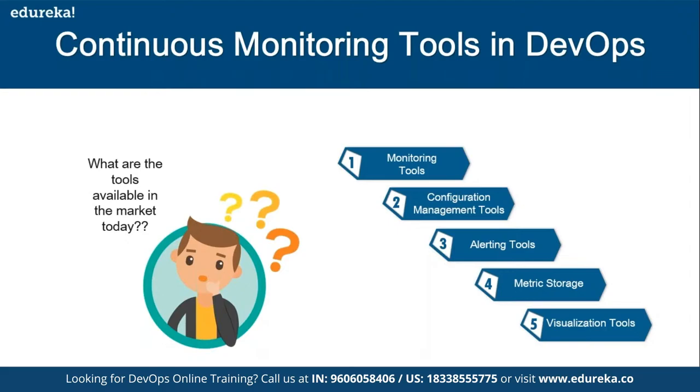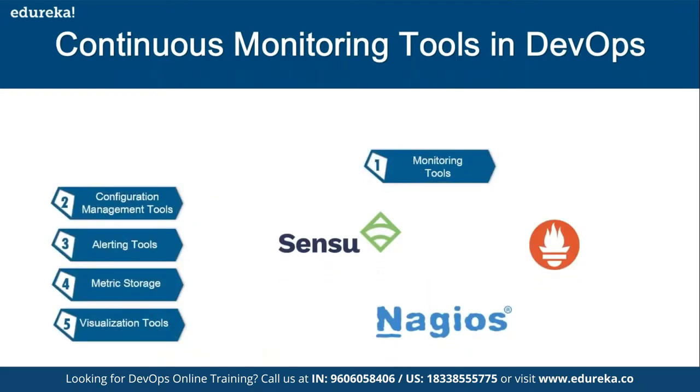The first one is monitoring tools. It should come as no surprise that we're starting a discussion of DevOps tools with a focus on monitoring tools, right? So a good monitoring platform lets you monitor infrastructure and application performance, whether on-prem or in the cloud or across containerized environments, so you have complete visibility into every system all the time. Some of the tools are Sensu, Nagios, Prometheus, right?